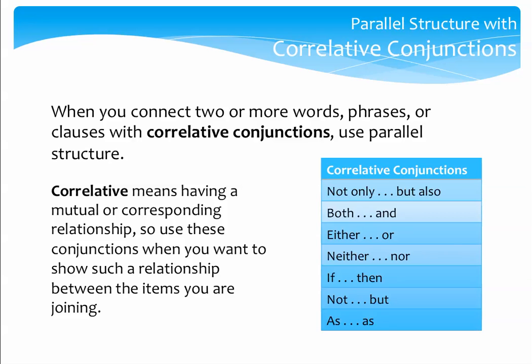One of the most common ones is not only, but also. You could also use both, and; either, or; neither, nor; if, then; not, but; as. Correlative conjunctions really help with the rhythm of a sentence and for emphasis when you use them properly. As with anything, you don't want to overuse them, but you really want to think about how using these conjunctions can bring balance, not only bring balance to your sentence, but also allow you to emphasize something by the way that you're writing the sentence.